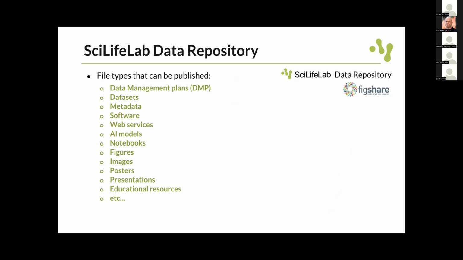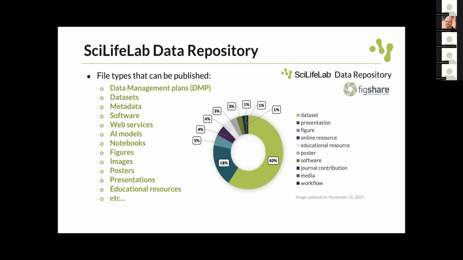So what kind of files can be made accessible through this repository? Basically a wide variety of kinds. So for instance, you can publish the data management plan, data sets, metadata, software, web services, AI models, notebooks, figures, images, posters, presentations, and so on. You name it. And so far, most of our users have used the repository to publish their data sets, presentations, figures, and other kinds of resources.